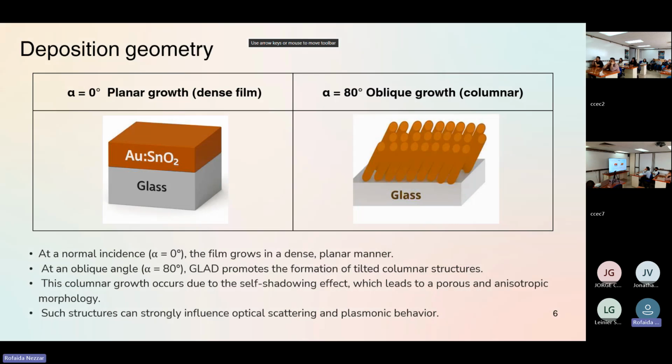So as you can see here, this figure shows the two geometries. At 0 degrees, the incoming particles strike the substrate perpendicularly. That forms a dense, compact layer. On the other hand, in the oblique film, the atoms arrive at an oblique angle that leads to self-shadowing and the formation of tilted columnar nanostructures. These columnar films are more porous and have high surface roughness, which plays a major role in scattering and the absorption of light.